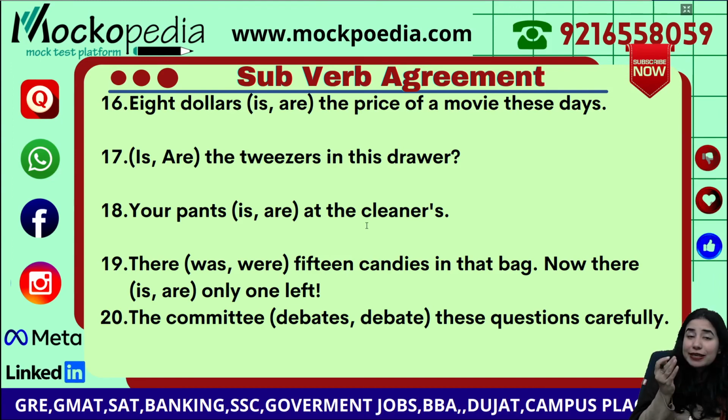Okay. So Twizzlers, I did give you a list of the words that we consider plural. Twizzlers was one of the words present in the list. Hence the verb is going to be plural. Are the Twizzlers in the store?